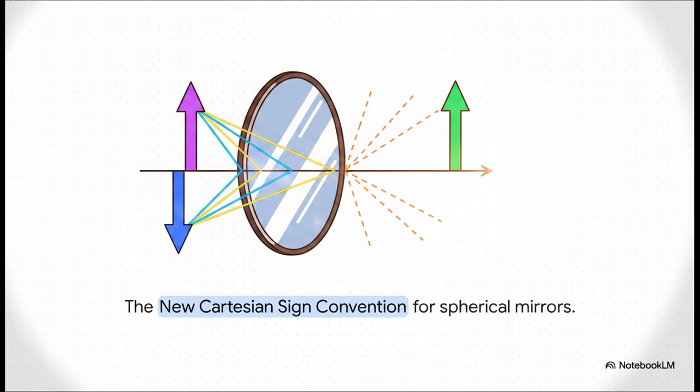And this diagram really helps make it clear. See? We always put the object on the left, so its distance, u, is always going to be negative. If the image shows up in front of the mirror, what we call a real image, its distance, v, is also negative. But if the image appears behind the mirror, a virtual image, then v is positive. As long as you stick to these simple plus and minus rules, that formula will never let you down.